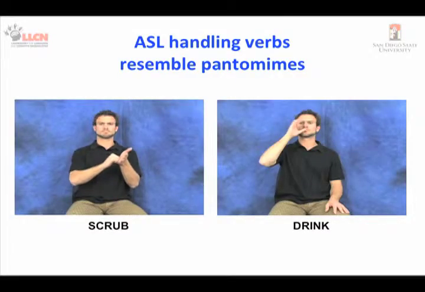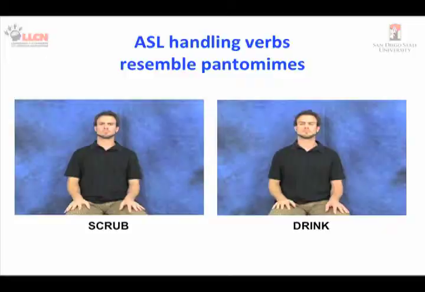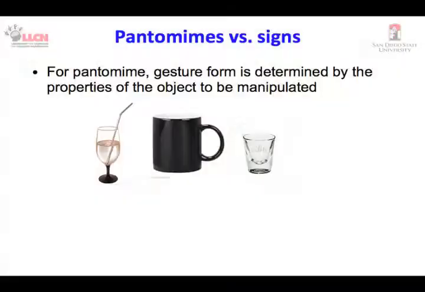So here's the ASL sign for scrub, and the ASL sign for drink. You can see these show how you hold an object and how you use an object. If you were to pantomime those actions, it might look very much like that. But if you think about what's involved in a pantomime, it's determined a lot by the properties of the object. If you're going to pantomime drinking from a straw, you might do something like this. Or if you're going to pantomime drinking a shot, you might do something like this. A mug, different. You'll do different pantomimes depending on the object that you're drinking from.